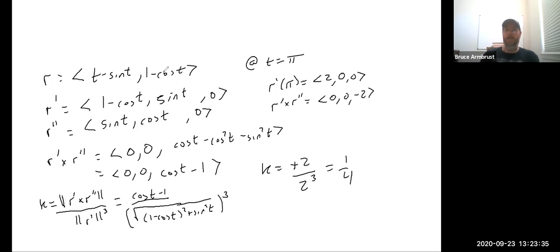So there you go. That's the curvature of this thing at t equals pi.